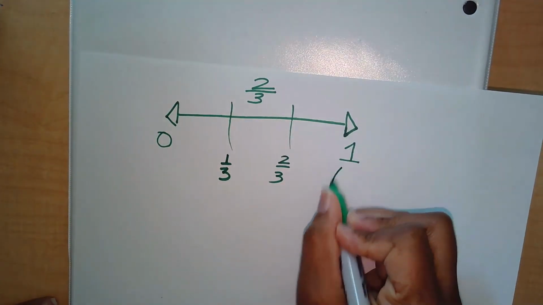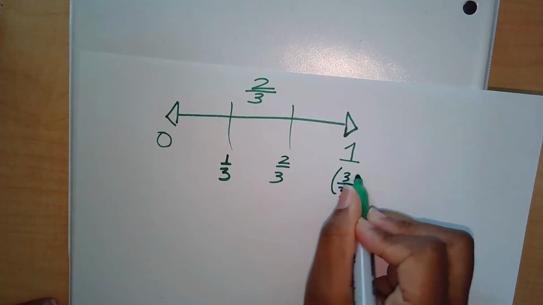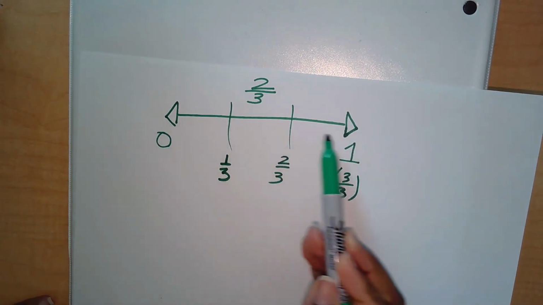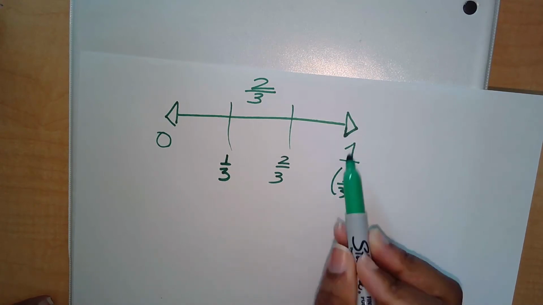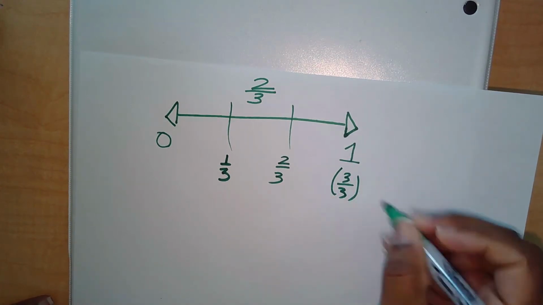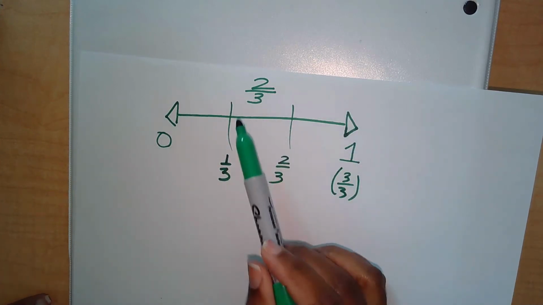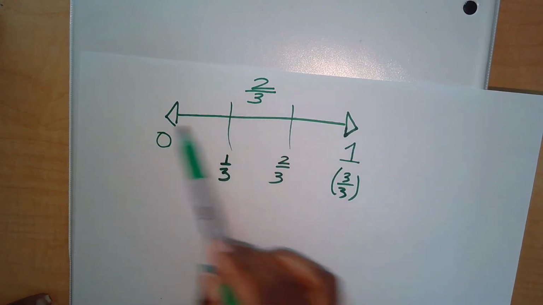And then from here to here, now we have 3/3, the entire thing. Now why? This is why we have one whole. 3 out of 3 has accounted for the entire whole. Now where can we locate 2/3 on this number line?